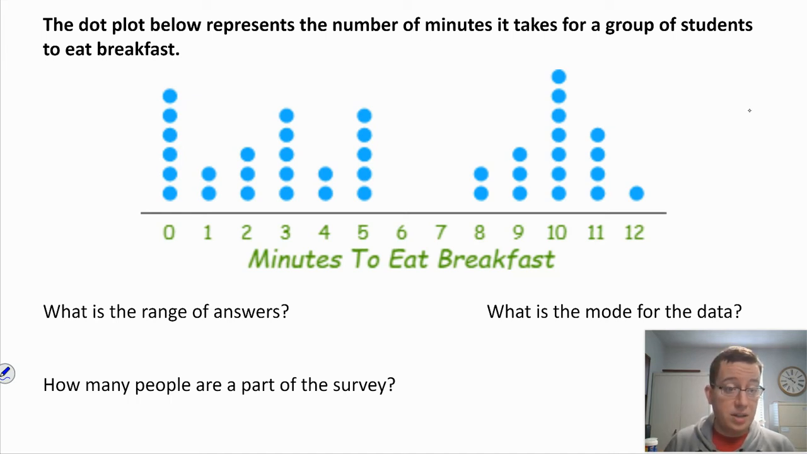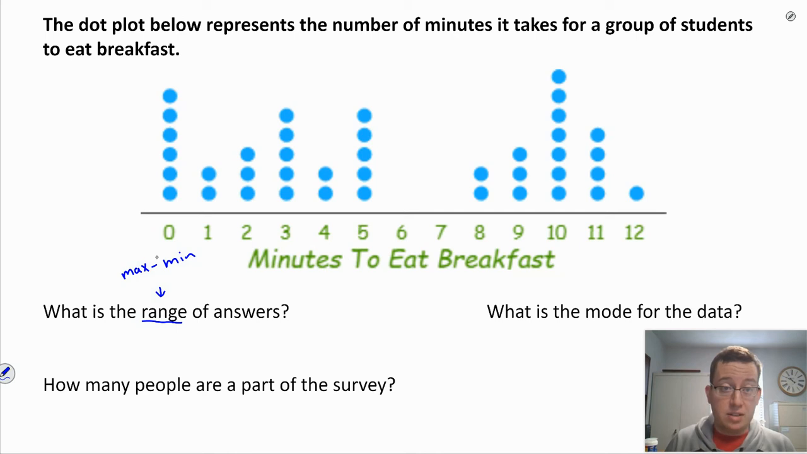So let's answer the question. What is the range of answers? Now, if you remember range, we talked about this on Monday. Range is the maximum minus the min, so the largest minus the smallest. You could try and type all this stuff into Desmos and then do the formula, but that's harder than we need it to be.